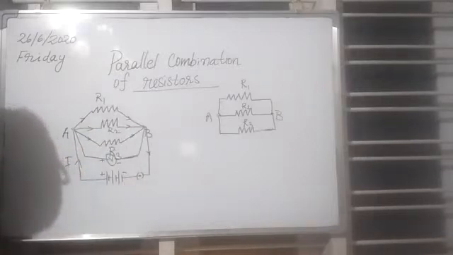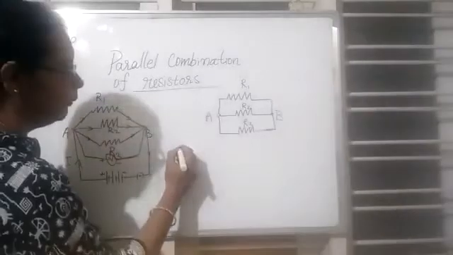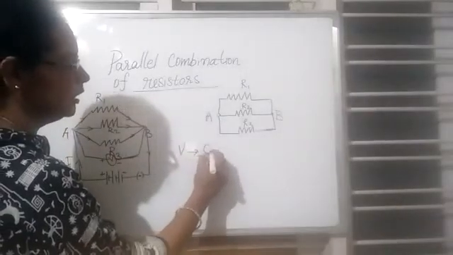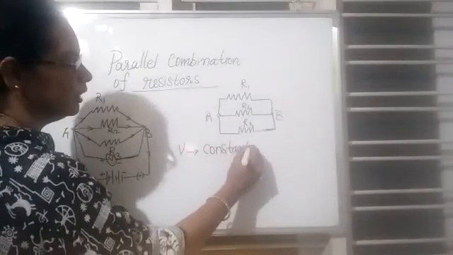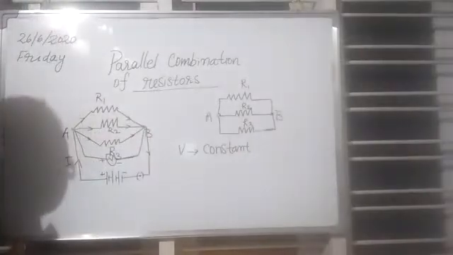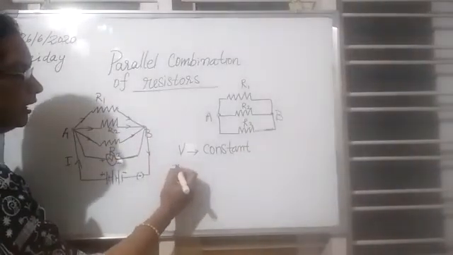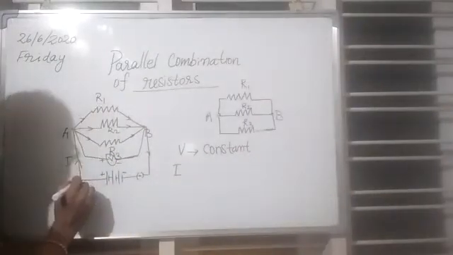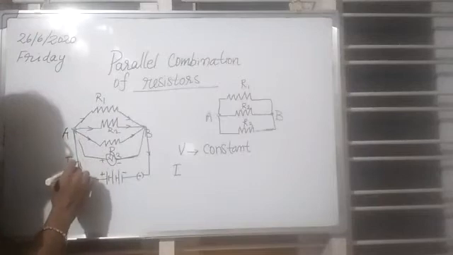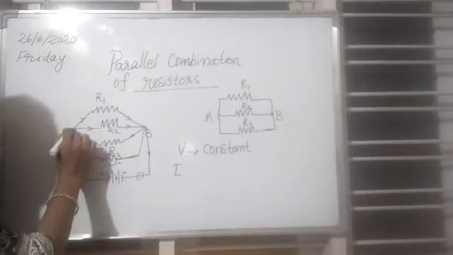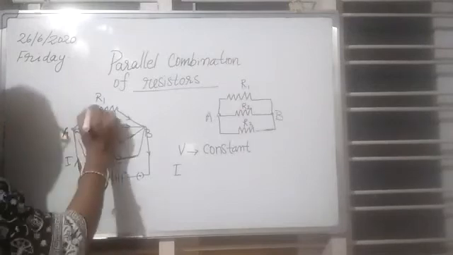So V is constant. In parallel combination, the potential difference V is constant for every resistor. The current I is different for each, but the total current I passes through the conductor, and after reaching here, this amount of current divides.